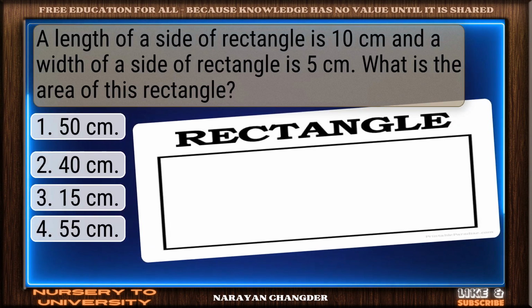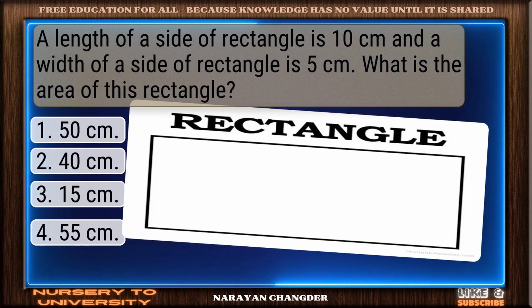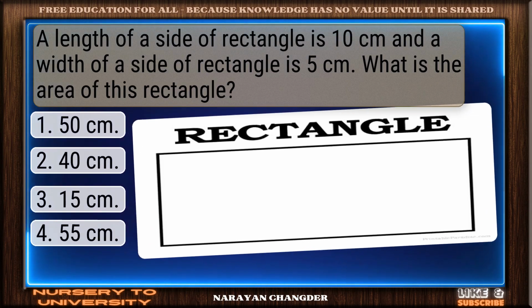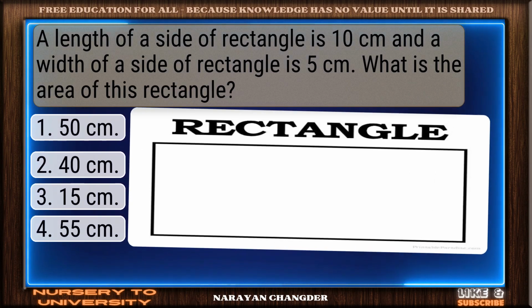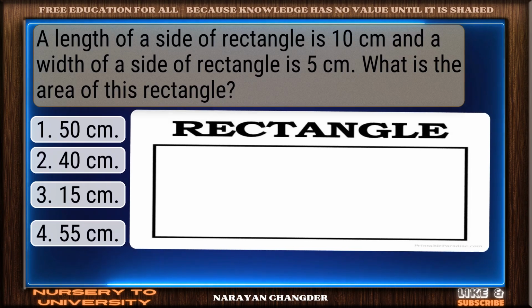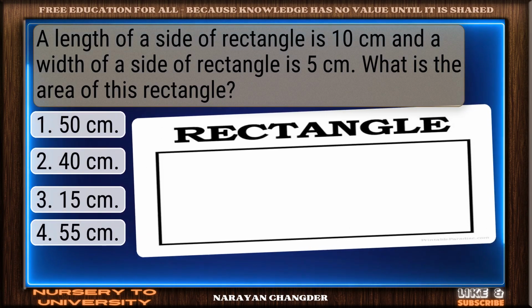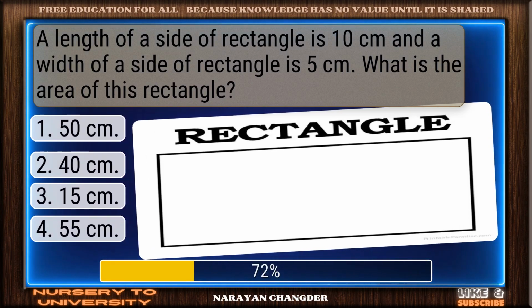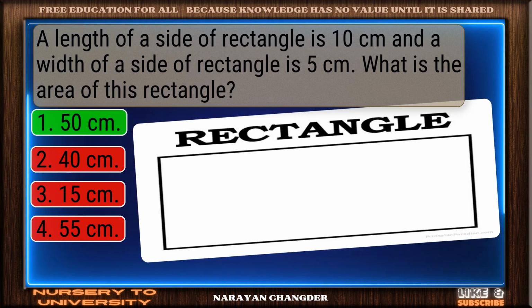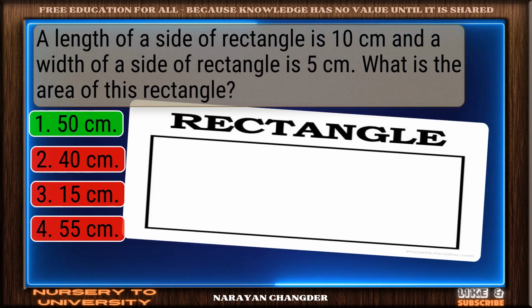A length of a side of rectangle is 10 cm, and a width of a side of rectangle is 5 cm. What is the area of this rectangle? Smart pick. 50 cm is the correct choice.